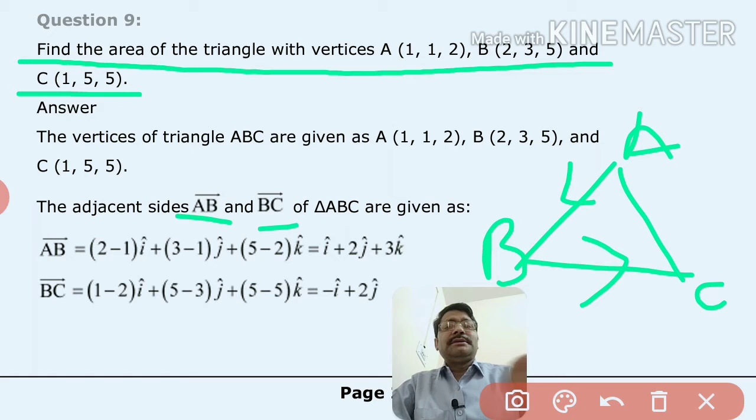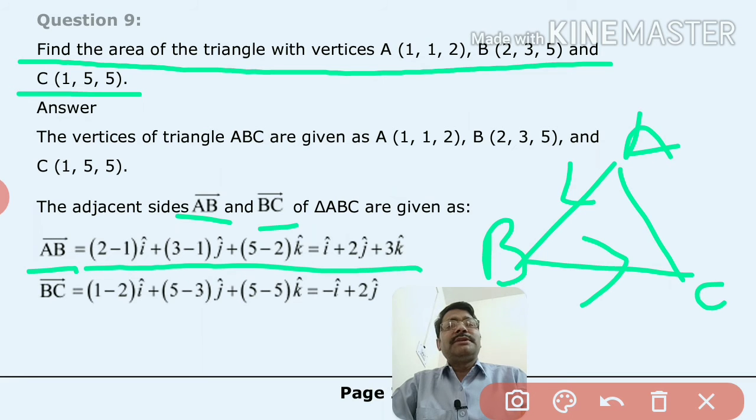So for AB, how can we find AB? B minus A you will do, and you will find AB equal to i plus 2j plus 3k. Similarly, you find BC. BC we will find by C minus B. That will be equal to minus i plus 2j you will get. Now the area of the triangle is 1 upon 2 modulus of AB cross BC you will get.